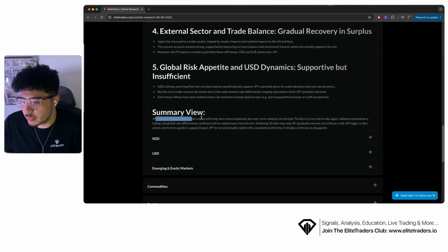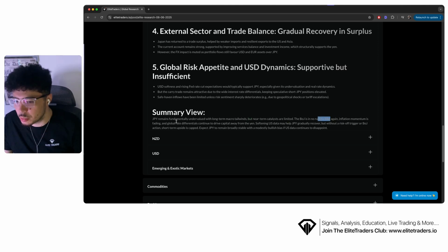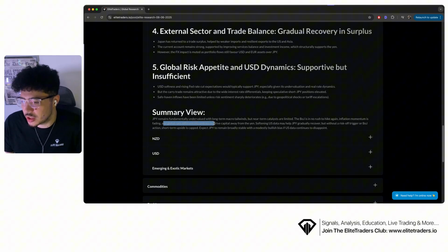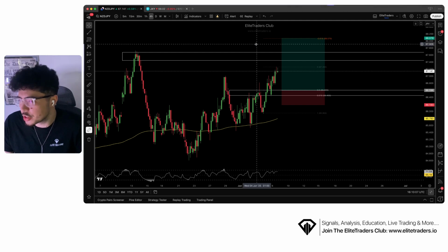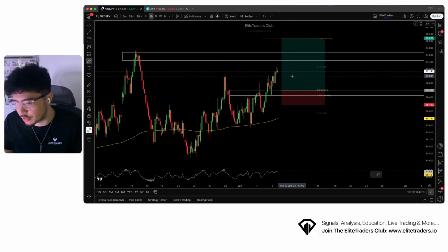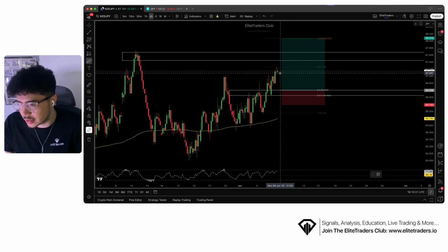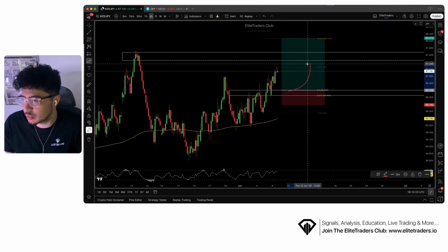So the yen remains fundamentally undervalued with long-term macro tailwinds, which is what I just said, but near-term catalysts are limited. The Bank of Japan is in no rush to hike again. Inflation momentum is fading and global rate differentials continue to drive capital away from the yen. So short-term, yen bearishness makes a lot of sense unless we do get some sort of elevation in global risk, whether it be wars or tariffs, whatever it may be. That's the risk if we get some sort of surprise. However, as things stand right now, New Zealand yen seems like a really, really good idea.